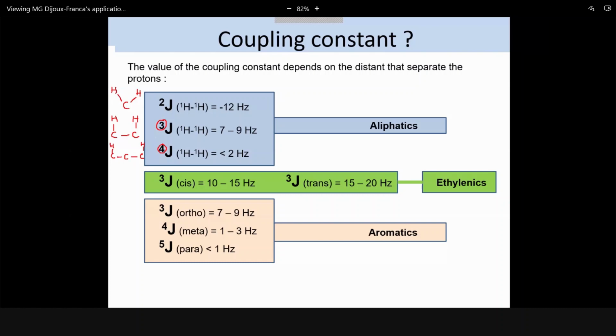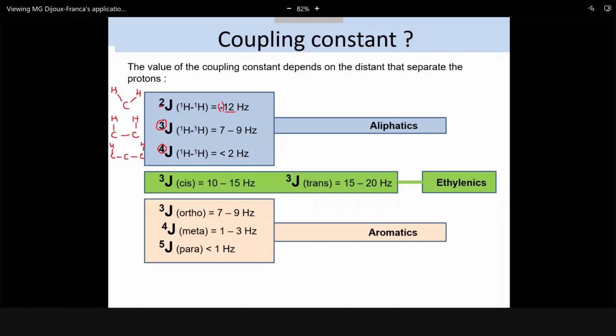So as the distance between the groups of protons increases, the smaller the coupling constant becomes. For example, for J2, just forget about the sign here, the absolute value is around 12 hertz. It's very high for a coupling constant.